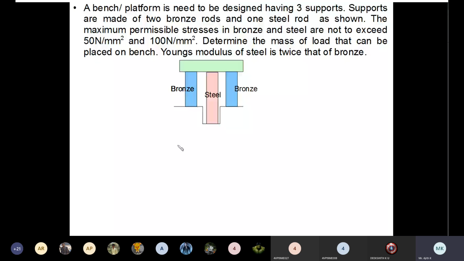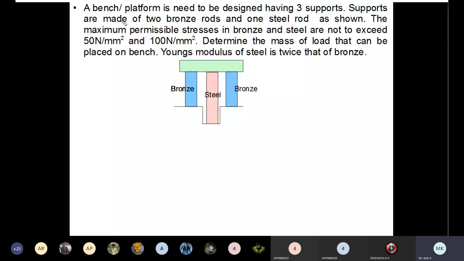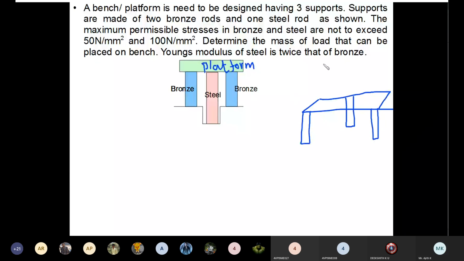This problem is not in the textbook. I have modified the question, and it is somewhat related to a practical example. You have to design a bench, or a platform. So this is the platform. You can note down the question. Or else like this, one bench you have to design. This bench has, assume, three legs. It has only three legs. One here. So the bench has three supports.